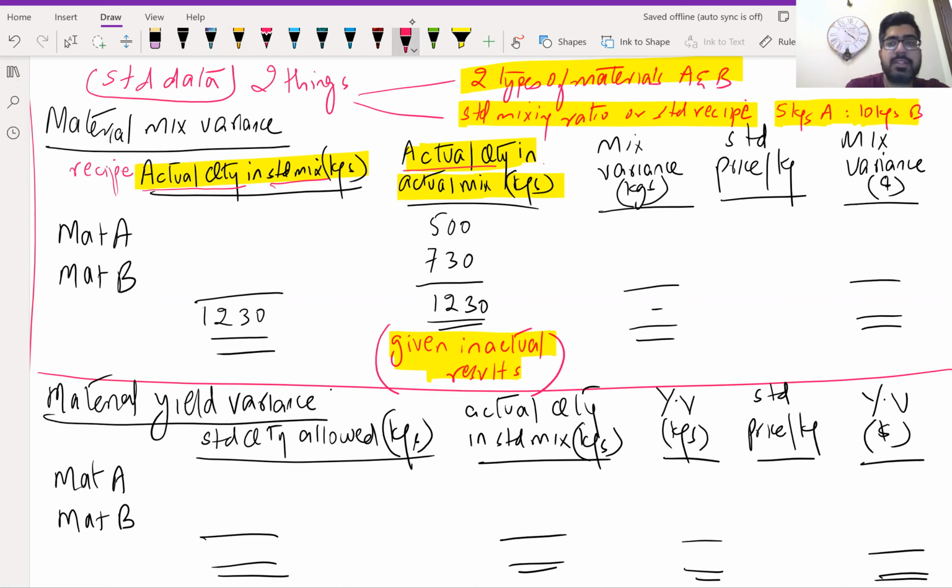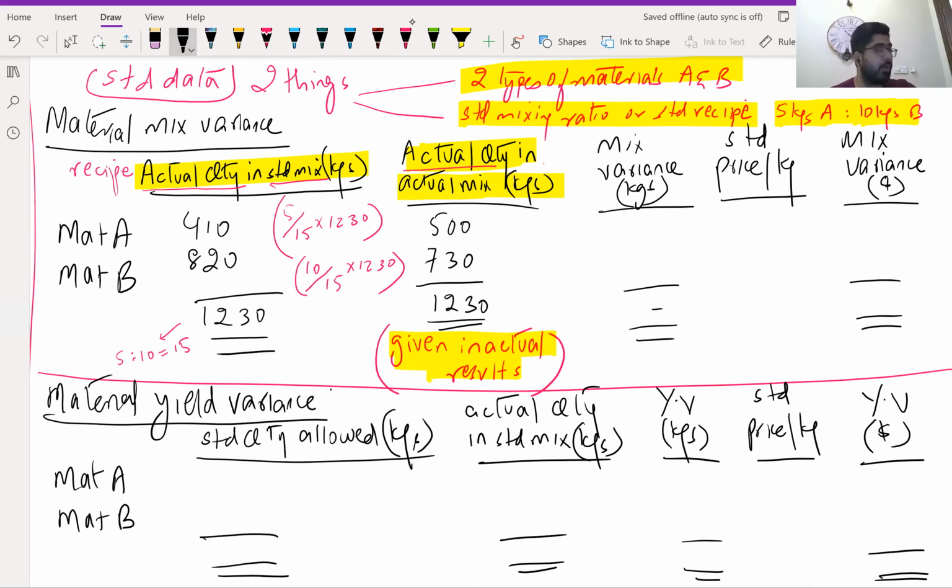But this will come in standard mix. What was the standard mixing ratio for this quantity? 5 kg is to 10 kg, so the sum is 15. So for A, it should be 5/15 into 1230, which is 410. And for B, it should be 10 out of 15 into 1230, which is 820. Both columns are dealing in actual quantity, 1230 and 1230. But in the second column, actual quantity is as per actual mix, 500A, 730B, always given in actual results. Copy the same quantity, 1230, but apply the standard mix, 5:10, what you extracted. So the sum is 15, 5/15 into 1230 is 410, and 10/15 into 1230 is 820.